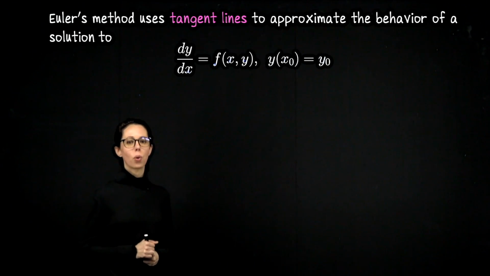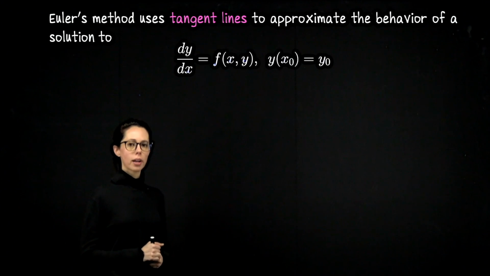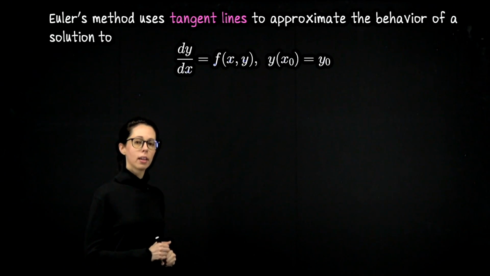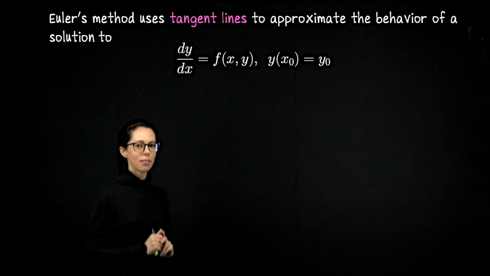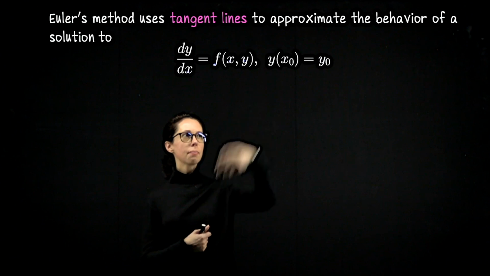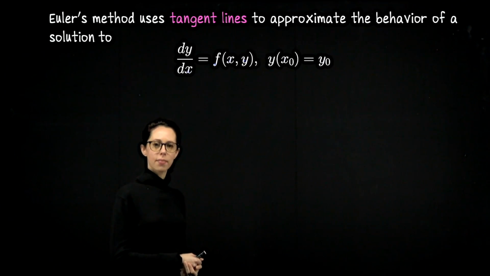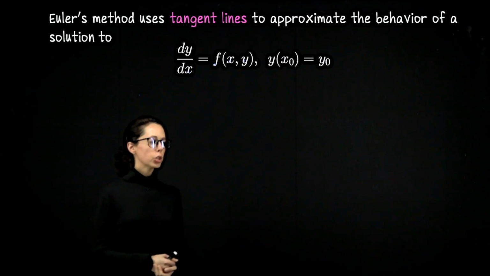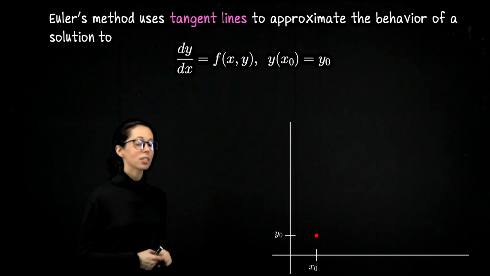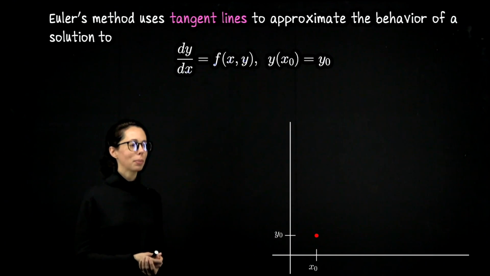Here's the derivation for Euler's method. We would like to approximate a solution to the differential equation dy/dx equals f of x and y with some initial condition. You must have a point to jump off of. So we'll say, for the sake of the illustration, that at some x value x naught, y has the value y naught. In order to work through this method, let's put up a picture of that initial condition. So here's the point x naught, y naught in the xy plane.